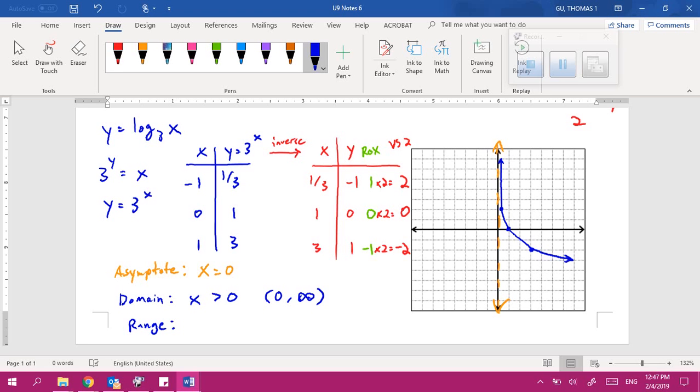What's the range going to be? And what are my symbols around those? Parentheses. There we go. Nice.